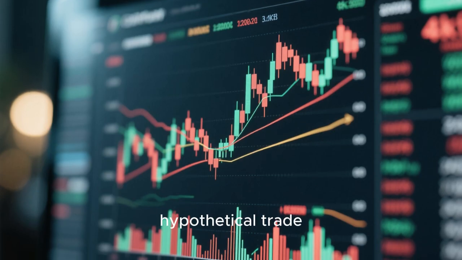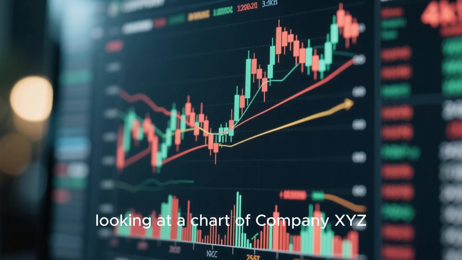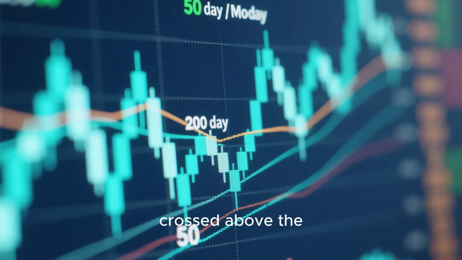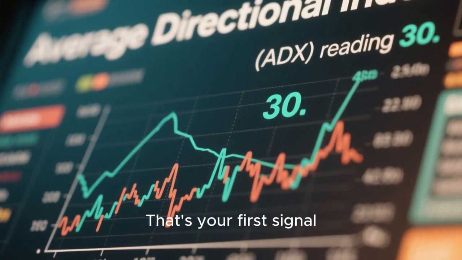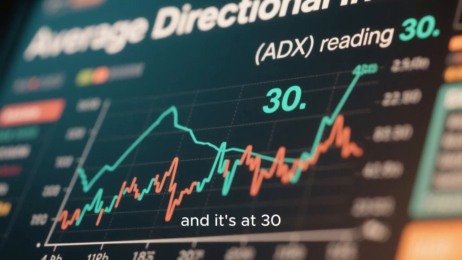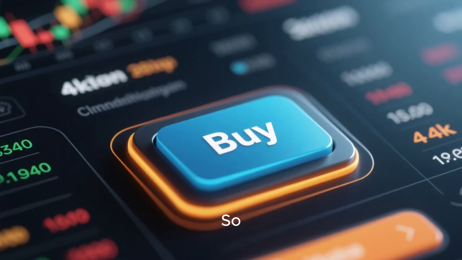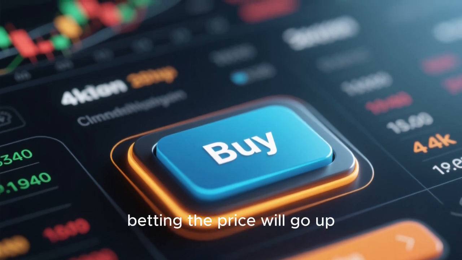Let's walk through a hypothetical trade. Imagine you're looking at a chart of company XYZ. You notice the 50-day moving average has just crossed above the 200-day moving average. That's your first signal. You then check the ADX, and it's at 30, indicating a strengthening trend. So, you decide to enter a long position, meaning you're betting the price will go up.